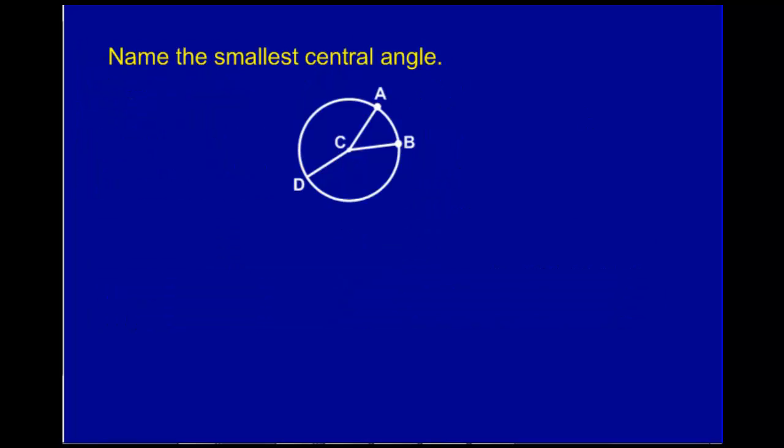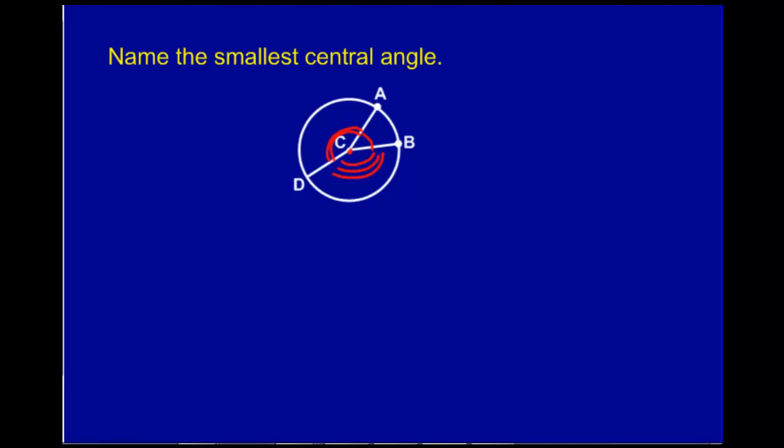Now, as we look at this question here, name the smallest central angle. How many central angles do we have? Well, where is the center? The center in this case is point C, right here. That's our center. I've got an angle here, I've got an angle here, and I've got an angle, we'll use two lines there, an angle here, we'll use three. And which one of those is the smallest?